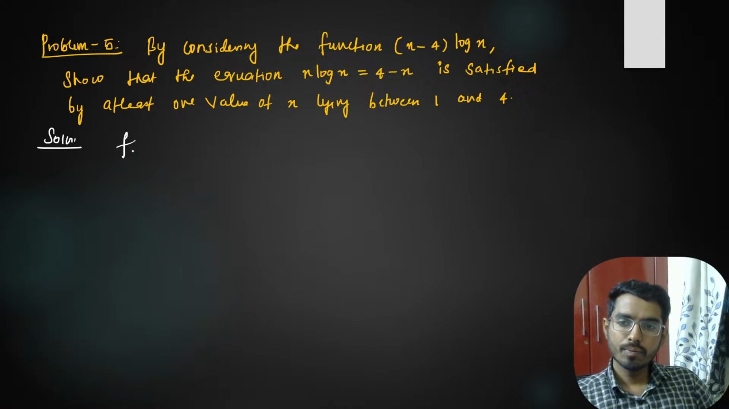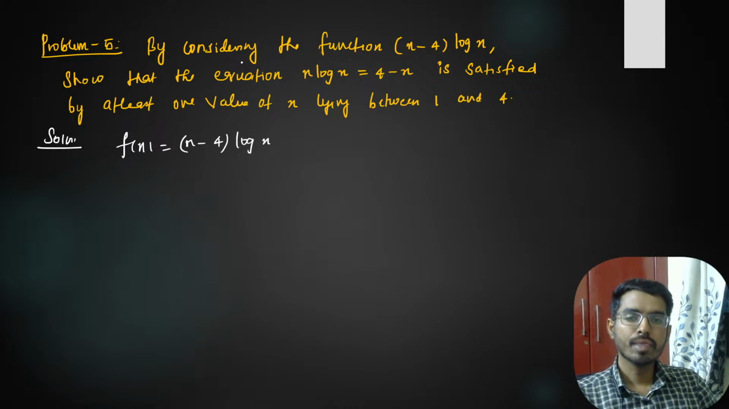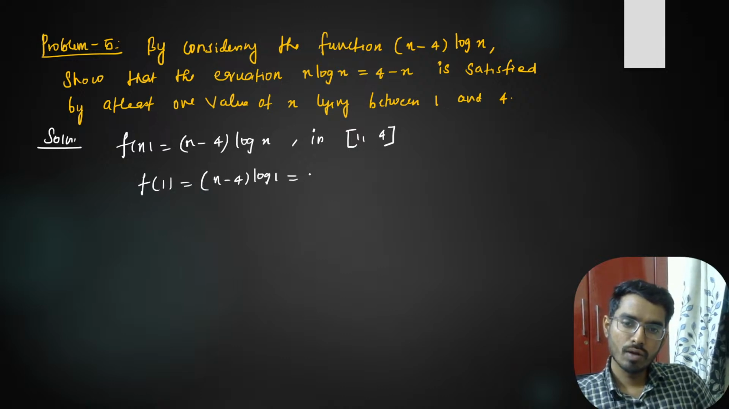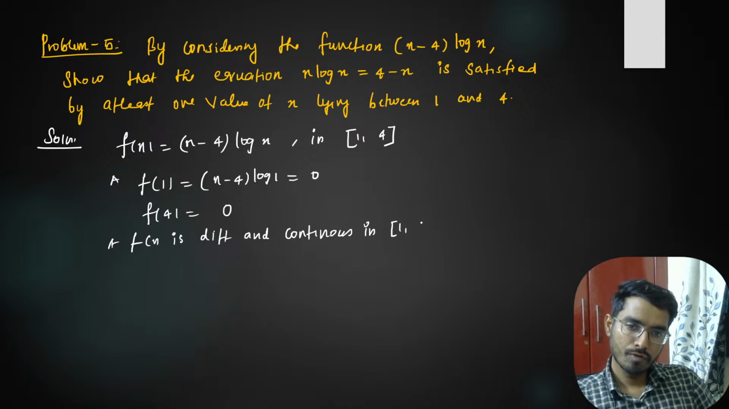Okay, so we have a function f of x is equal to x minus 4 log x. By considering this function, we show the equation is satisfied by at least one value of x in the interval 1 comma 4. In the interval 1 comma 4, you can see this f of x satisfies the conditions of Rolle's theorem. What is f of 1? This is 1 minus 4 log 1, which is 0. And what is f of 4? Again, this is 0. And clearly your f of x is differentiable and continuous in the interval 1 comma 4.